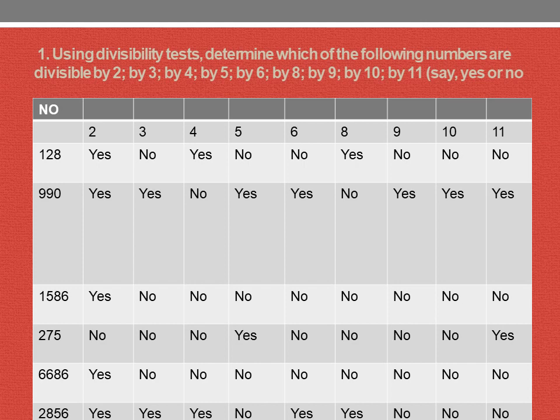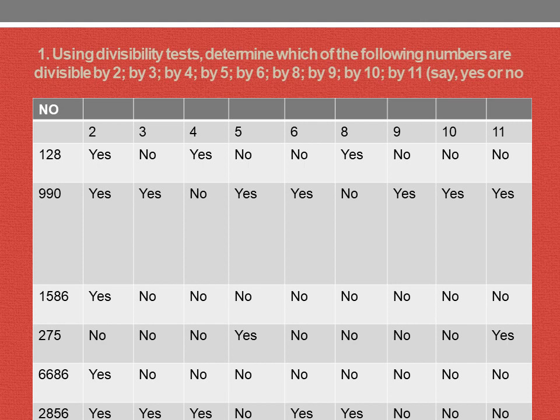And now if you are taking the number 6686, yes, it is divisible by 2, it is not divisible by 3, it is not divisible by 4, it is not divisible by 5, it is not divisible by 6, it is not divisible by 8, it is not divisible by 9, it is not divisible by 10, it is not divisible by 11 also.